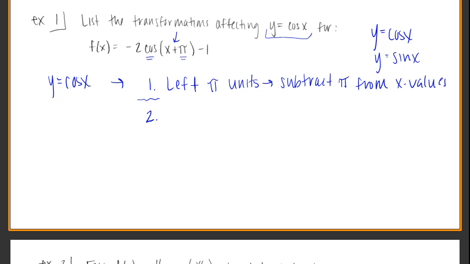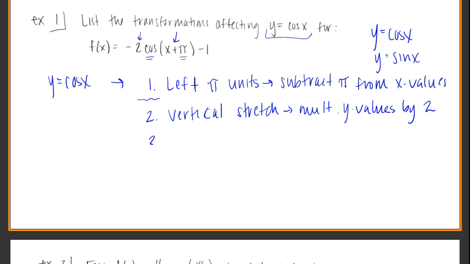So now we're going to go to the outside, and on the outside, the order we go in is we first look and see if there's anything multiplied to that function. Well, the 2 multiplied says that we have, and this is going to be affecting our y's, so it's going to be a vertical stretch, which means we're going to multiply the y values by 2.